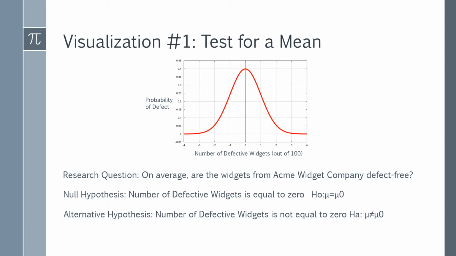First one is tests for a mean. The research question is, on average, are the widgets from Acme Widgets Company defect-free? First of all, we need to establish the null hypothesis. In this case, the null hypothesis is the number of defective widgets is equal to 0, and the alternative hypothesis is the number of defective widgets is not equal to 0.